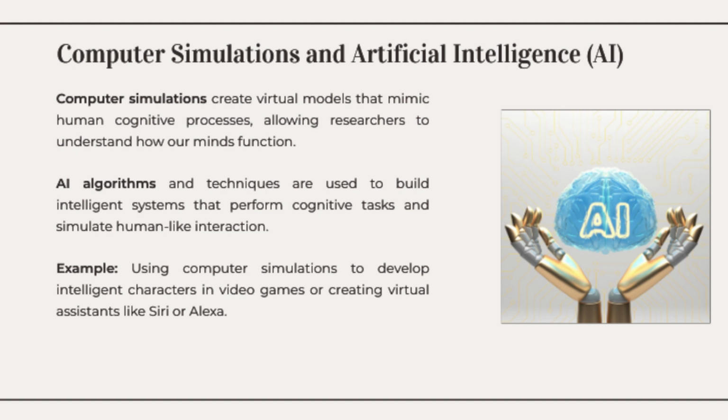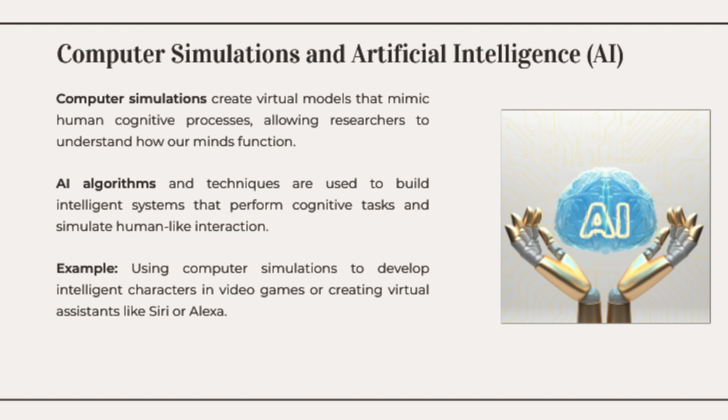Then, artificial intelligence also plays a significant role in cognitive psychology. Researchers use AI algorithms and techniques to build intelligent systems that can perform cognitive tasks such as speech recognition, image processing, and natural language understanding. These systems are designed to mimic human cognitive abilities and are used in various applications such as virtual assistants, autonomous vehicles, and recommendation systems.